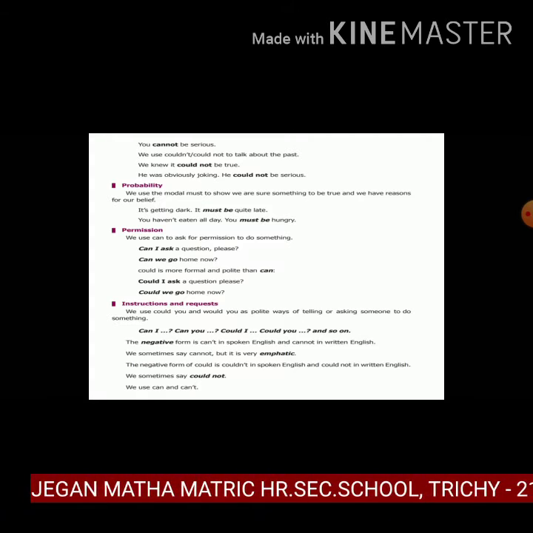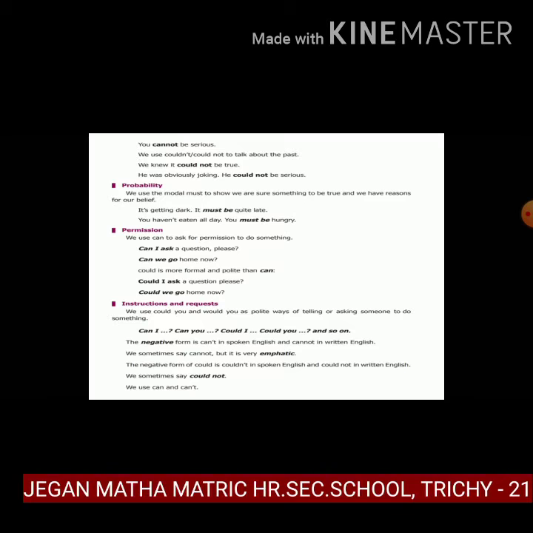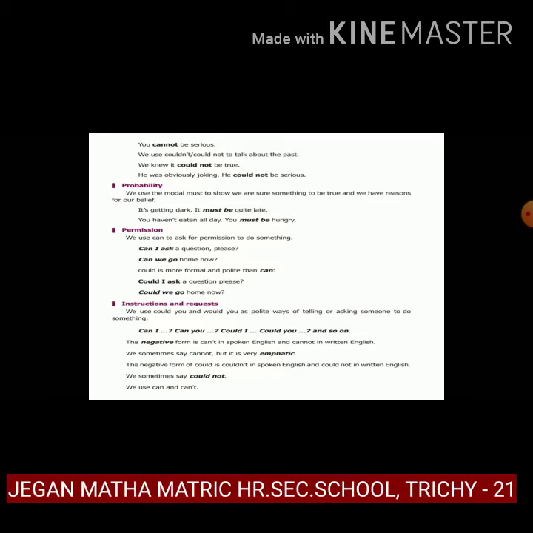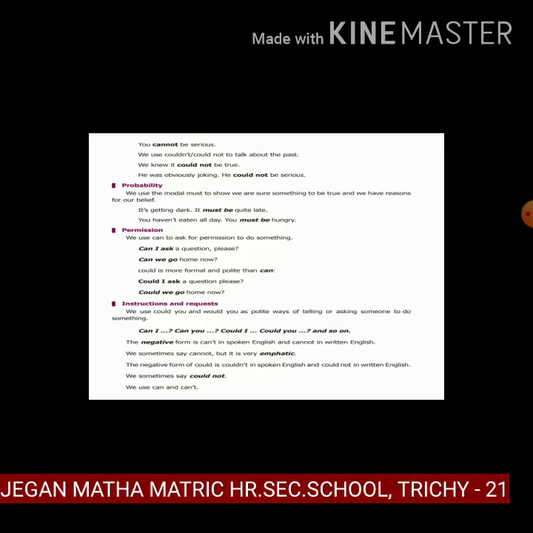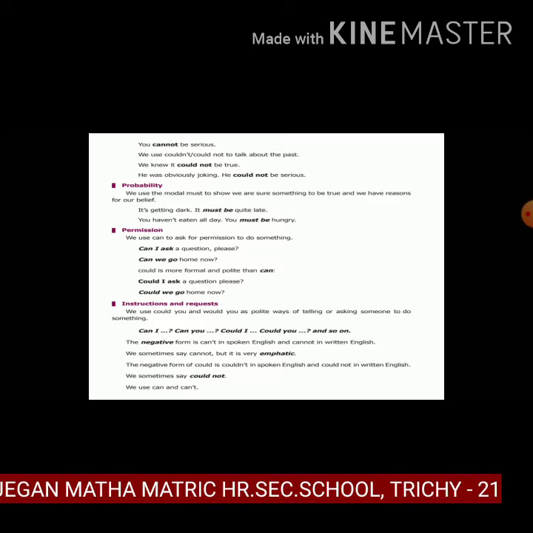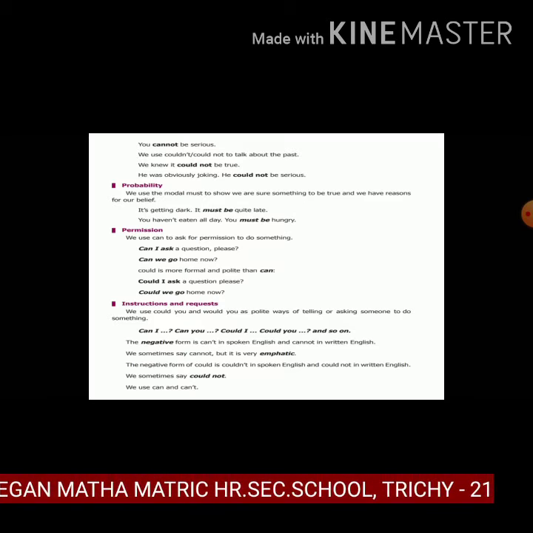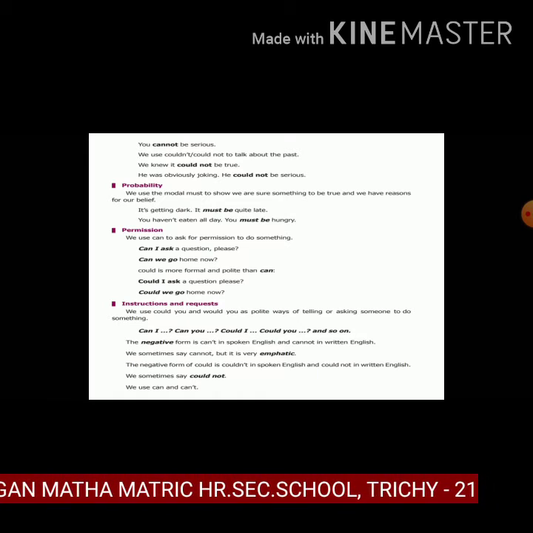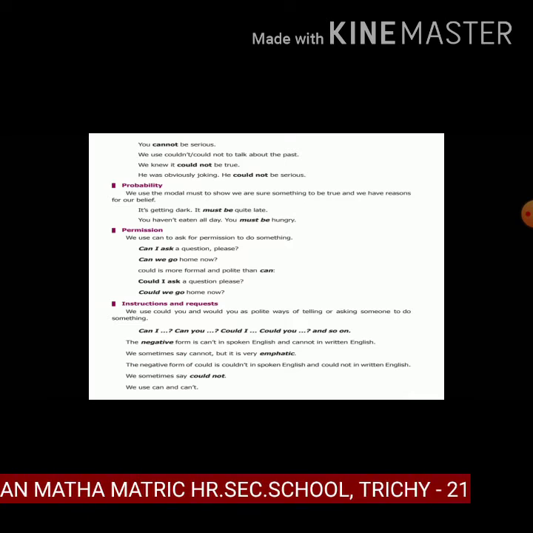The negative form is can't in spoken English and cannot in written English. We sometimes say cannot, but it is very emphatic.